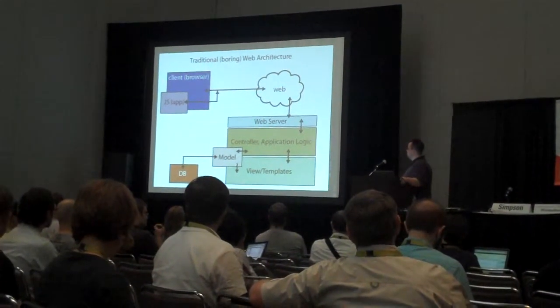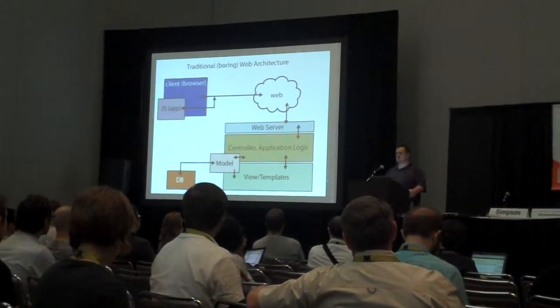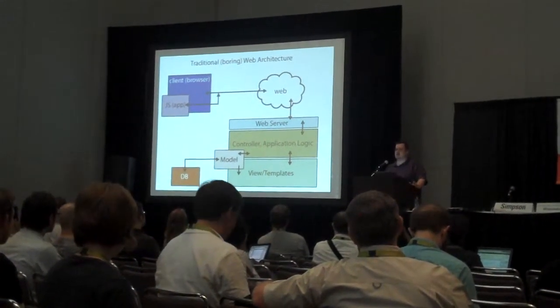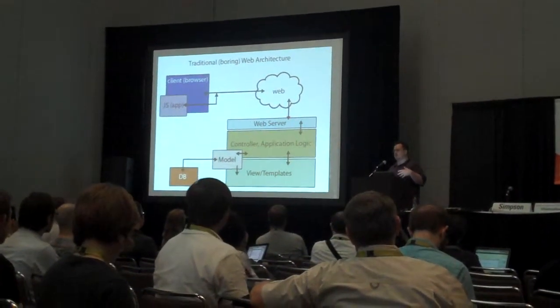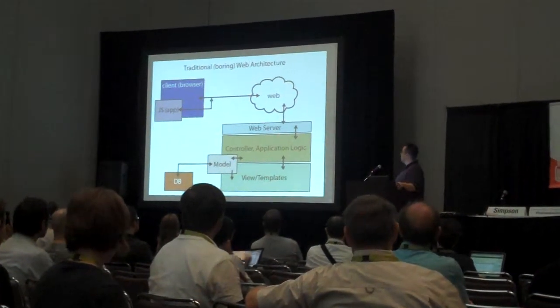The model gets its data from the database, so you have data transfer back and forth to the database layer over here. And then at the very top of this stack, we have a web server. So we have something like Apache or IIS or Nginx that's actually taking the incoming request on port 80 and translating it to a request for some content. And of course, we have the web.